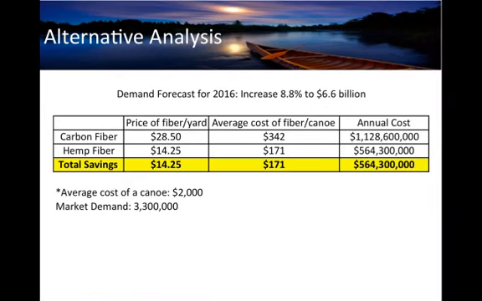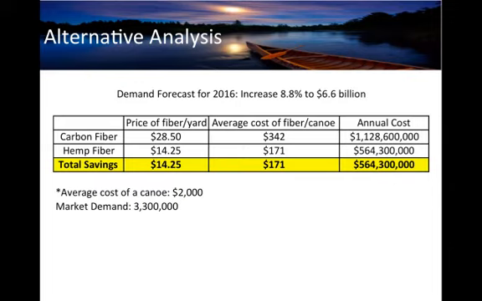So after building my canoe, I had to do an economic analysis, and I found that the demand forecast for 2016 would actually increase 8.8% to $6.6 billion. Now this is for the entire boat industry, so it's not specifically for canoes, but it still has a large impact on canoes and other boats in general.